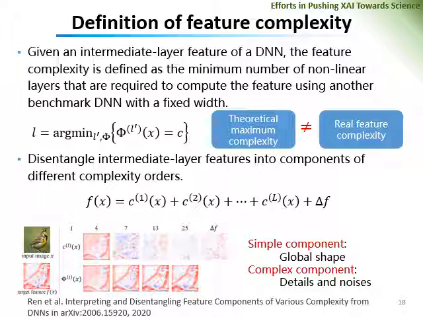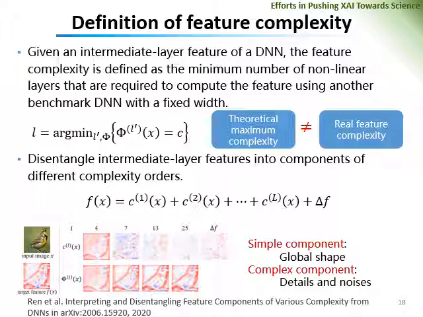First, the feature complexity. Given an intermediate layer feature of a pre-trained DNN, the feature complexity is defined as the minimum number of nonlinear layers required to compute this feature, using another benchmark DNN with a fixed width. Based on this definition, we can further disentangle the intermediate layer feature into feature components of different complexity orders.